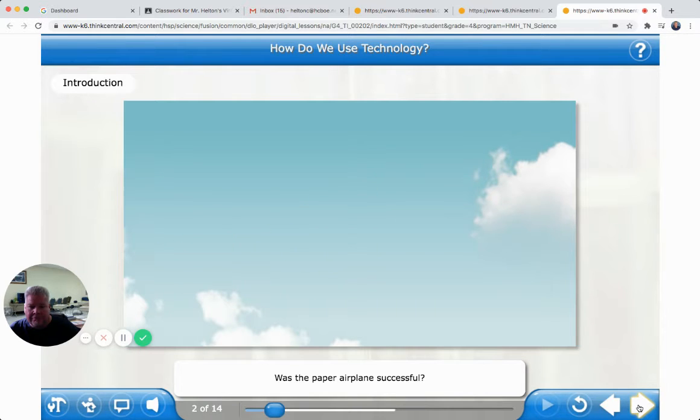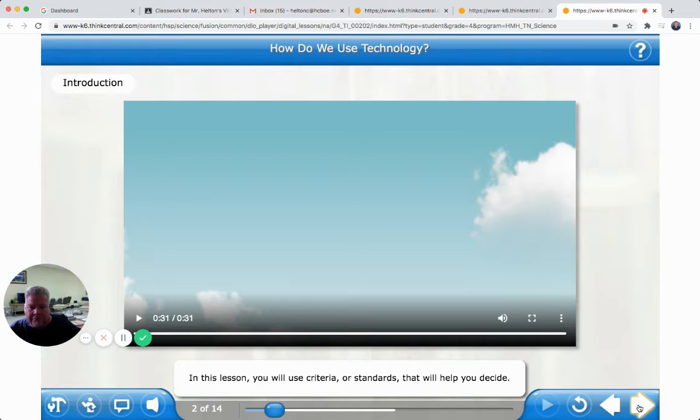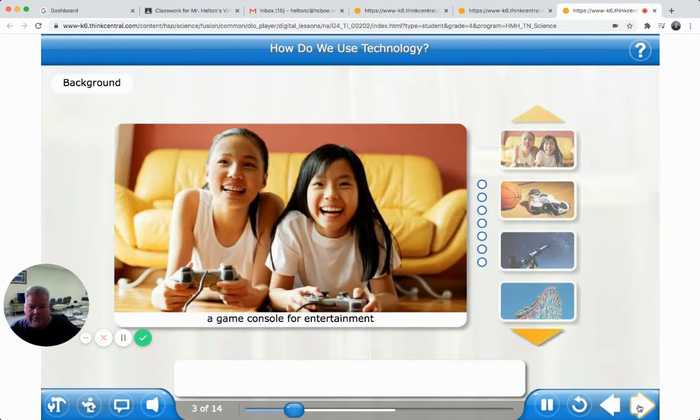Was the paper airplane successful? In this lesson, you will use criteria or standards that will help you decide. When problems or needs are identified, we use our knowledge, tools, and processes to find solutions. The methods we use and the solutions we find are called technology. We use technology in many different ways. Click each image to learn more.